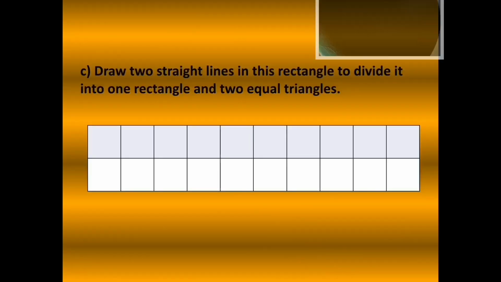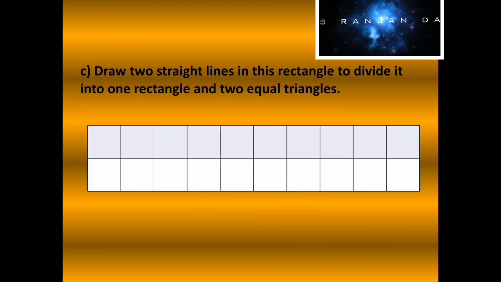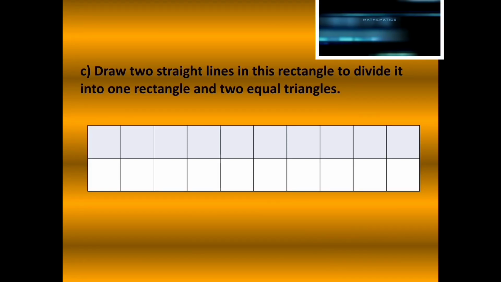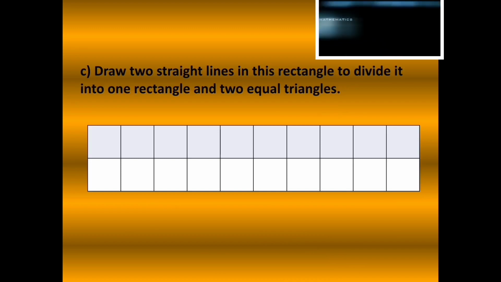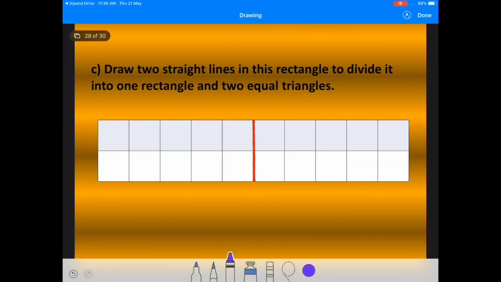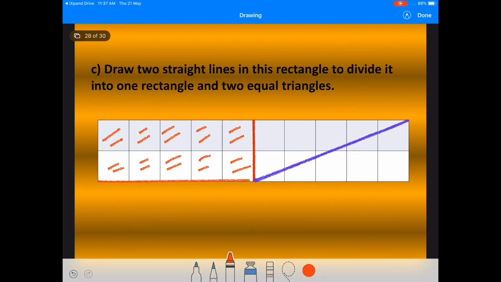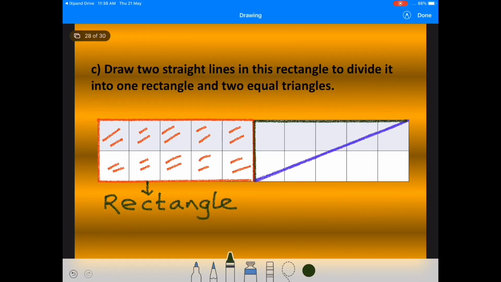Draw 2 straight lines in this rectangle to divide it into 1 rectangle and 2 equal triangles. First straight line to divide it into equal rectangles, then second line to divide it into 2 equal triangles. This is a rectangle of 10 square centimeter. This is the triangle, first triangle, and this is second triangle.